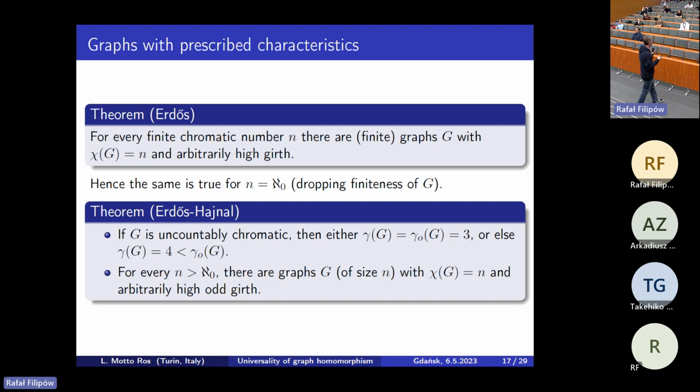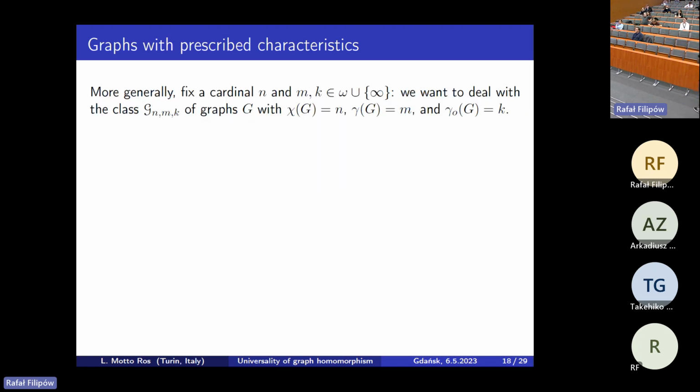By Erdős-Hajnal, for any chromatic number n greater than 0, you can have a graph, of course of size at least n, otherwise the chromatic number would drop down, which has arbitrarily high odd girth. You cannot have arbitrarily high girth because of this constraint here, but you can have arbitrarily high odd girth. So basically they are showing that if you fix these 3 parameters, modulo some constraint, so chromatic number, girth, and odd girth, you have a graph in the class. The class of graphs with these properties is not empty.